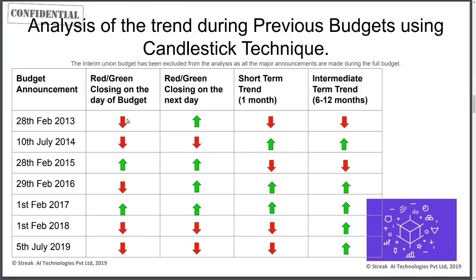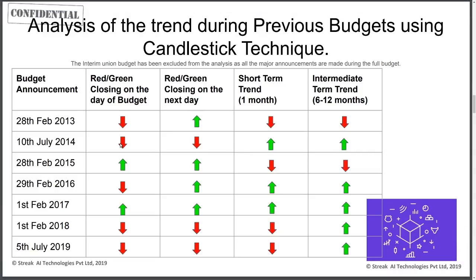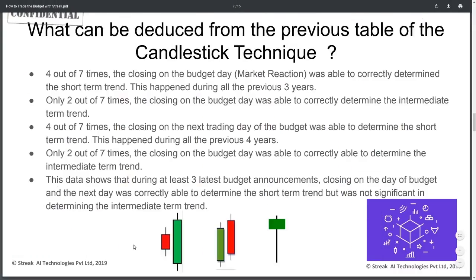So in 2013, the budget day candle was red, the next day was green, and the short-term trend was red and red. Same way you can read this table, you can pause the video and read it. I'll just move on to the conclusions. Here again you see the day on which the budget was announced was bearish, the next day was bearish, but after that the short-term trend was bullish and bullish. And same way you can look at 2015, 16, 17, 18, 19.